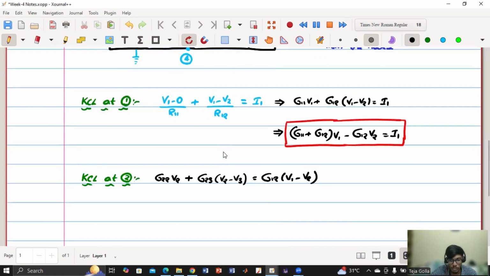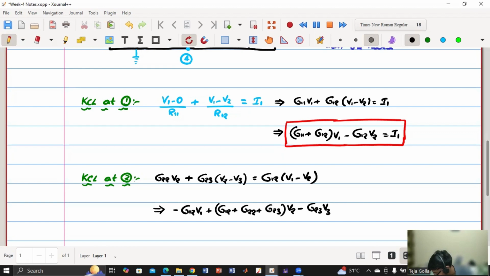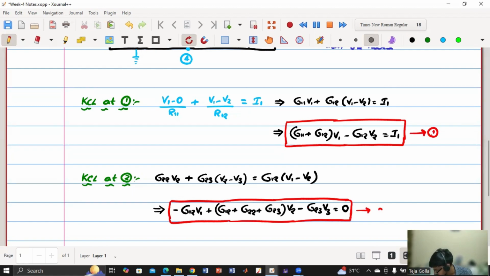Now I'll write in the same format. I'll segregate all the coefficients related to V1, V2, and V3. We will get something like this: minus G12 into V1 plus G12 plus G22 plus G23 into V2 minus G23 into V3 equals 0. So this will be my equation 2. Here we have equation 1, here we have equation 2.